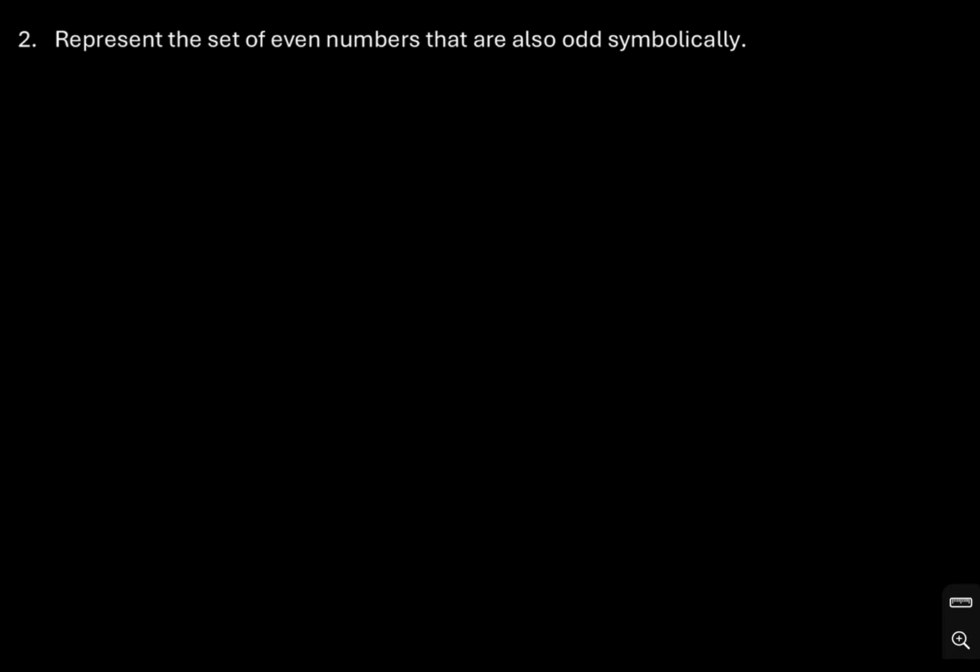So for the second lecture problem, it says represent the set of even numbers that are also odd symbolically. So we know that even numbers are going to be numbers that we can divide by 2 and not get a remainder. So for example, we can divide 2 by 2, which will give us 1. So we know we have no remainder and 1 is just a whole number. So that means that 2 is going to be an even number. If we divide 4 by 2, we're going to get 2, which gives us another whole number. So we know that 4 is even.